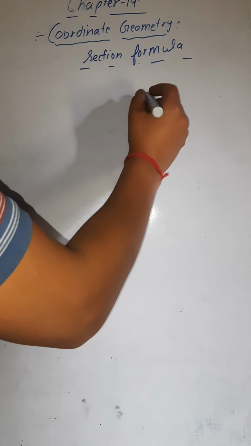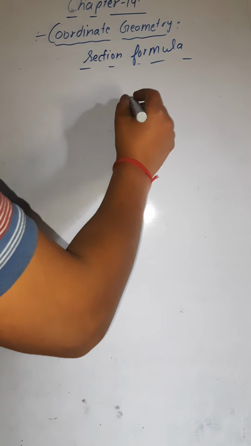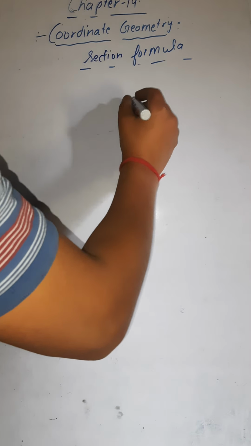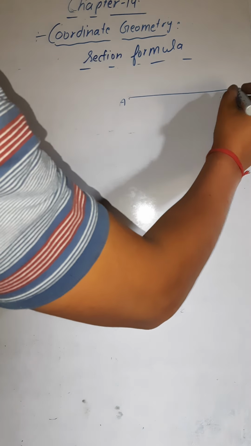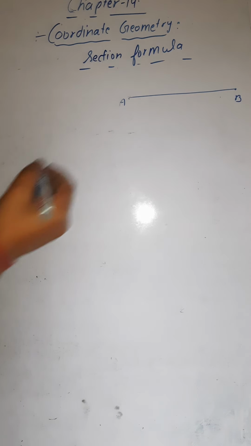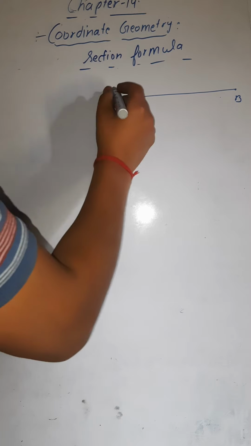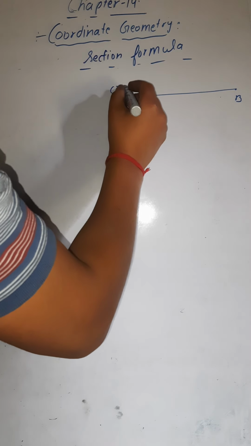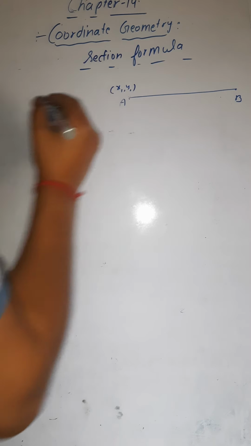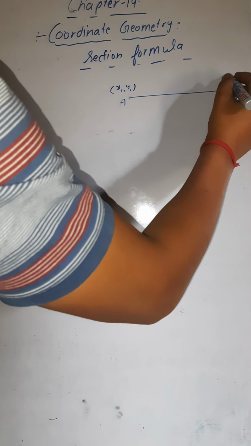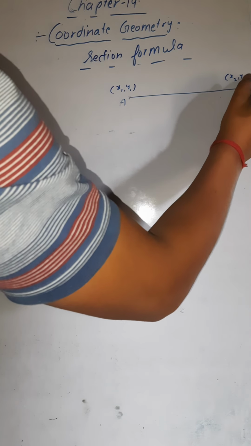Let me tell you. Suppose you have 2 points. Let's say this is the point A, and here in this line you have a point B. These are the 2 points, and the coordinates of point A are x1 comma y1, and the coordinates of point B are x2 comma y2.